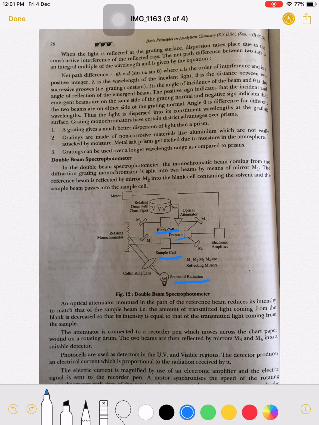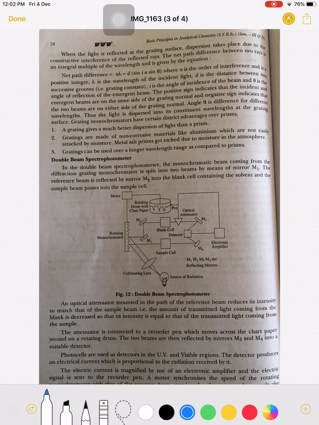An optical attenuator is mounted in the path of the reference beam, that is the blank cell, and reduces its intensity to match that of the sample beam. That is, the amount of transmitted light coming from the blank is decreased so that its intensity is equal to the transmitted light coming from the sample. Now this attenuator is connected to a recorder pen which moves across the chart paper through a rotating drum. The two beams are then reflected by mirrors M3 and M4 into a suitable detector here.